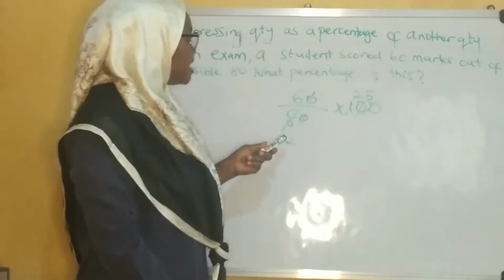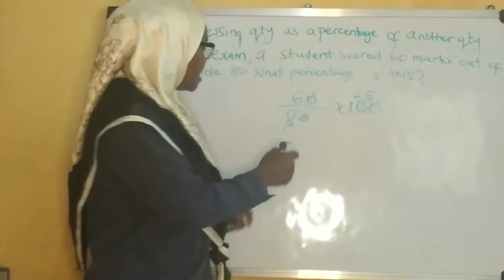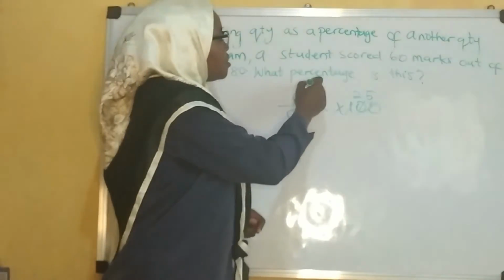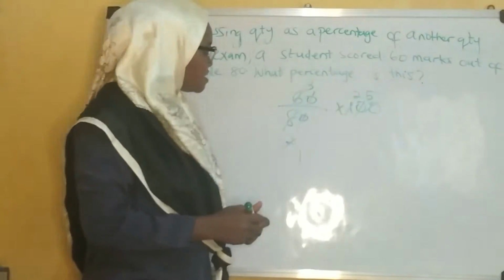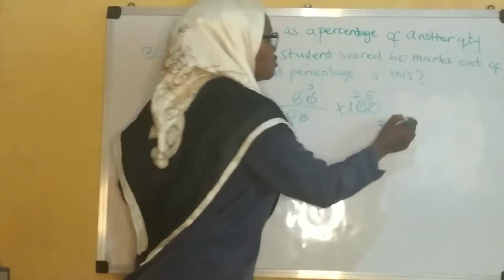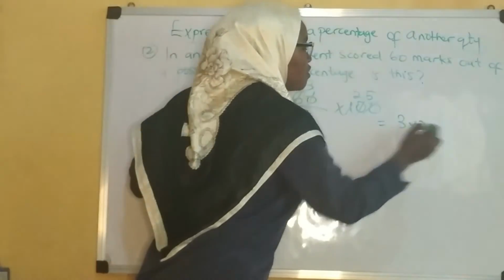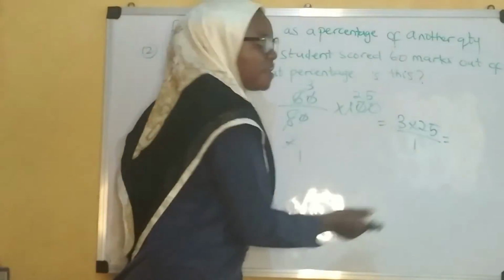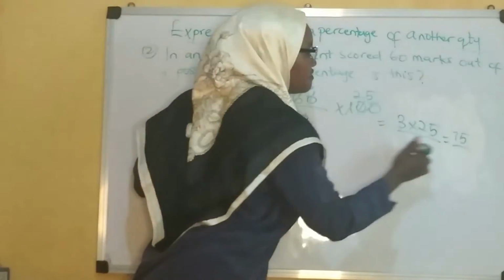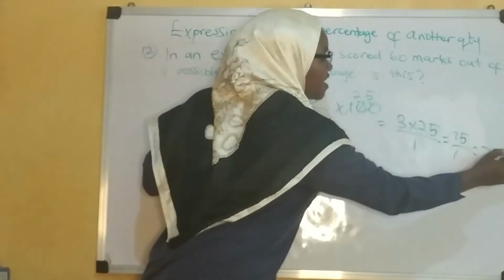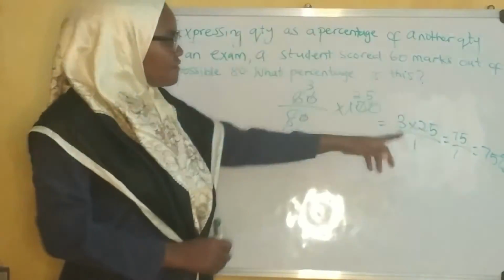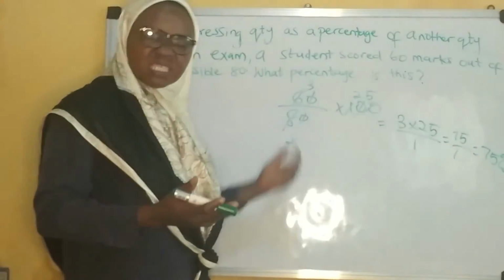So that means 2 can divide 2, and 2 can still divide this 6 at the same time. How many 2 can I get in 2? 1. How many 2 can I get in 6 is what? 3. So I have 3 and 25 left, and I have 1 left here. So my answer is going to be 3 times 25 over, what do I have underneath here? I have just 1. So 3 times 25 is what? 75. 75 divided by 1 is still what? 75%. So that means the student scored what? 75% of 100% of the exam.